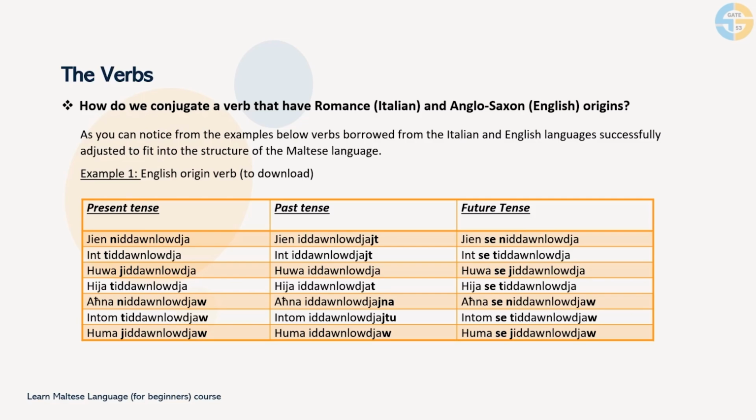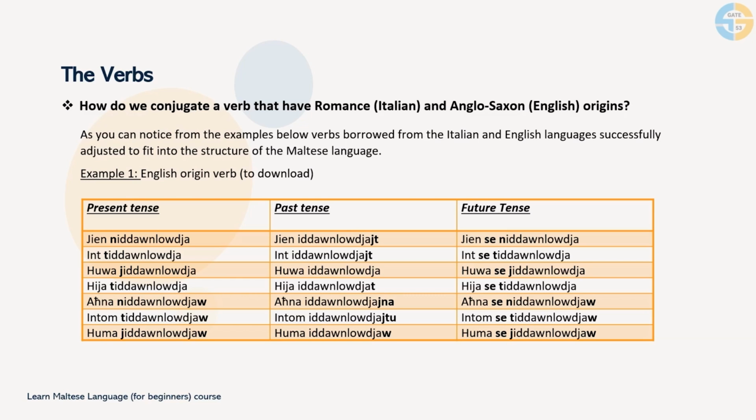In the present tense, we use the anataya rule as we said, but with a little bit of changes. For example, jien niddownloadja. Okay? Because the imperative, remember that the present tense needs the imperative. So the imperative is it-downloadja. So we add the anataya to it.